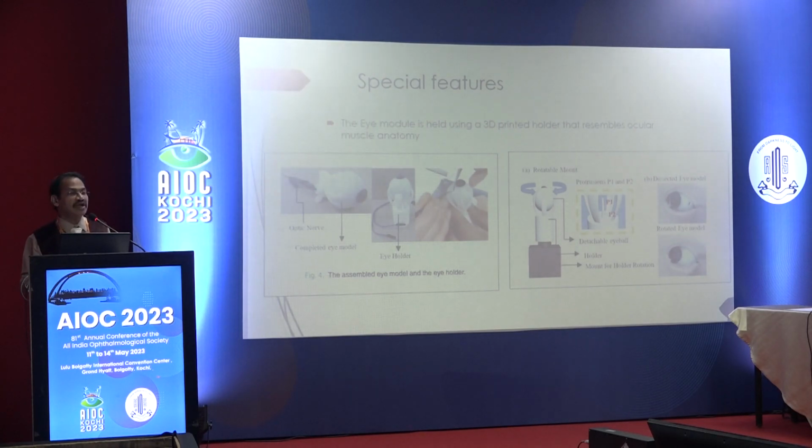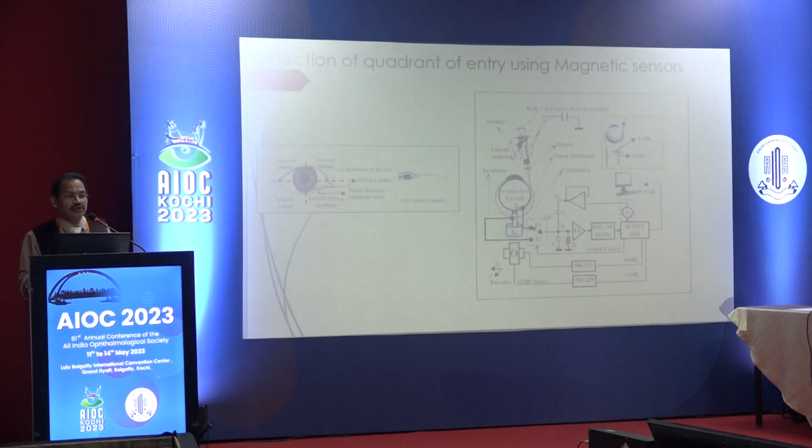Okay, so that is one of the advantages with this eye holder. We are able to rotate the eyeball easily. Now, another thing this simulator can perform is that it can detect the quadrant of entry, in which quadrant the delegates enter. This is by the technique of magnetic sensors, where we have placed a magnet.